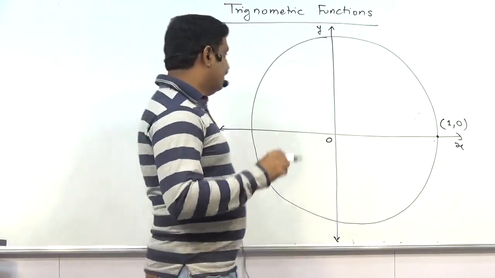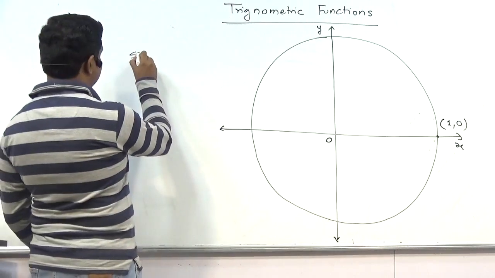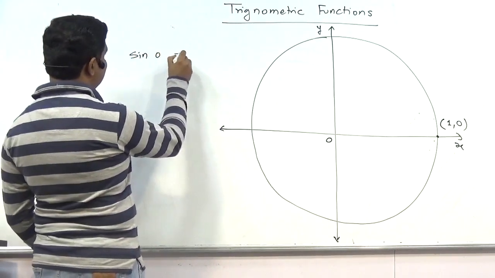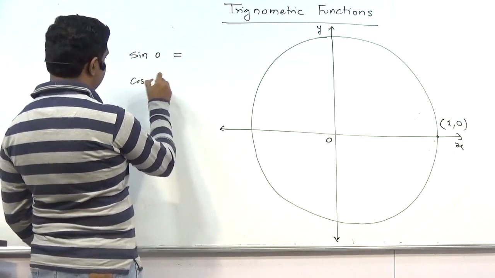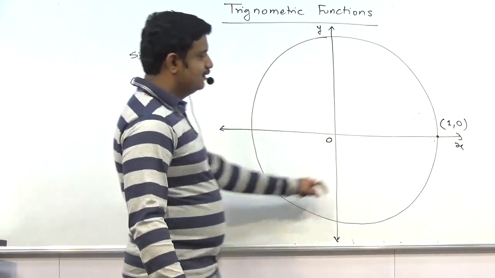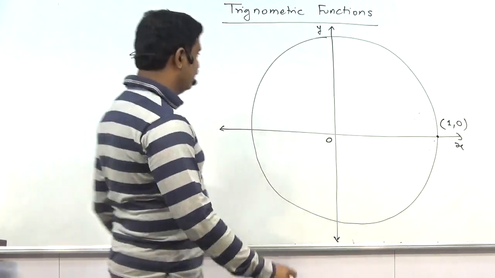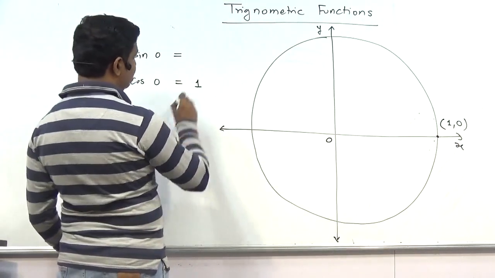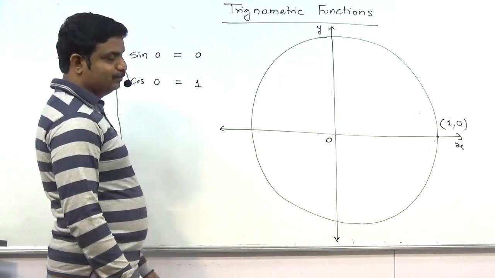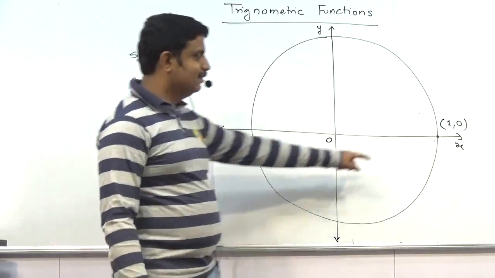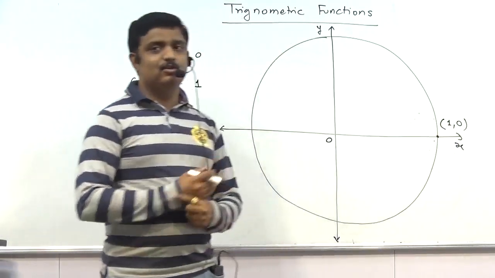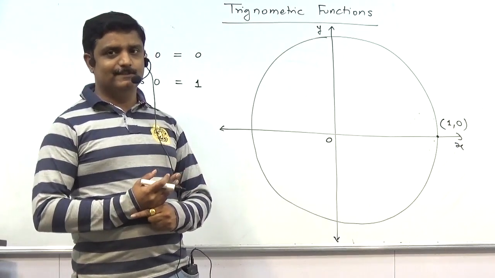Now I will only define sine and cos. What is sine 0 and cos 0? Sine 0 is the y coordinate, cos 0 is the x coordinate. So cos 0 is 1, sine 0 is 0. Agree with this? X coordinate is cos theta, y coordinate is sine theta.